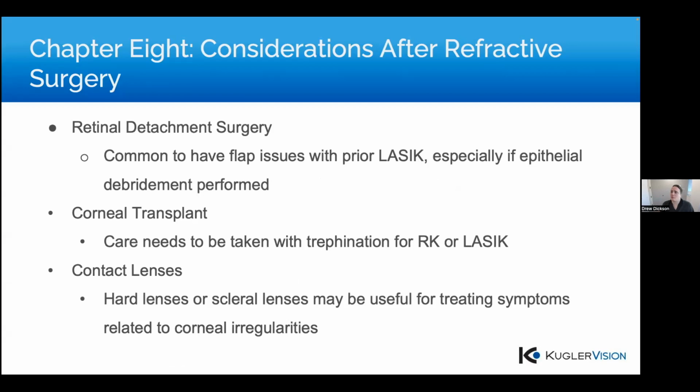Patients who have had prior retinal detachment surgery, or if they need retinal detachment surgery after LASIK, can often have flap issues, especially if they need to debride the epithelium during a vitrectomy. So that's something to be aware of. With corneal transplant, you just need to be careful if they've had RK or LASIK about your trephination, because you can intersect the RK incisions and cause issues. And oftentimes with LASIK, the flap size is bigger than the trephine, so you can have flap fragments that can be there. So you need to be careful about that.